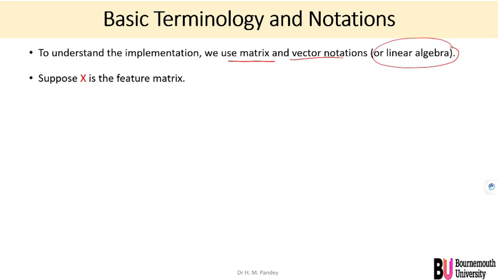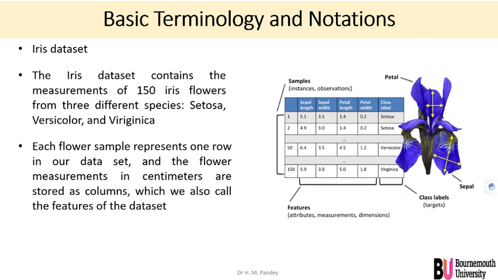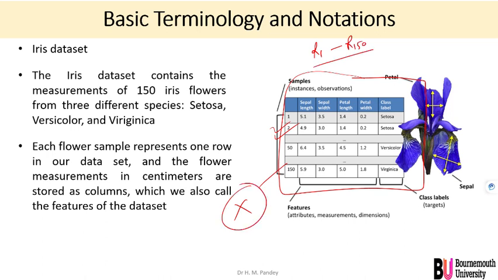Suppose in this data, I'm using X to represent this whole thing, that is, starting from row number 1 to row number 150. It is represented by this notation X.